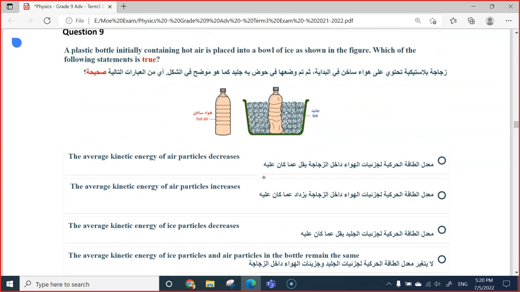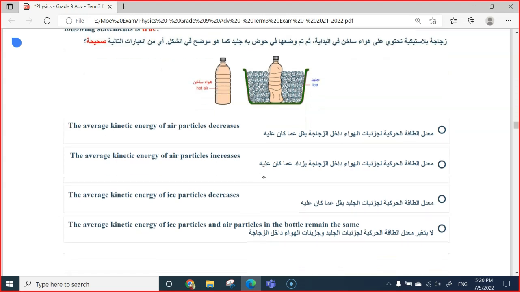Question number 9. A plastic bottle initially containing hot air is placed into a bowl of ice as shown in the figure. Which of the following statements is true?